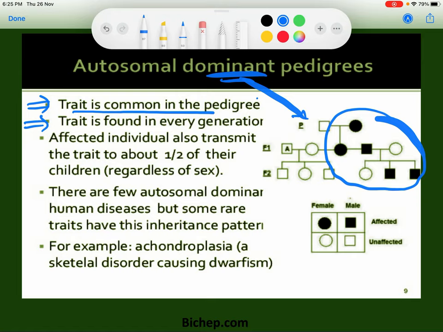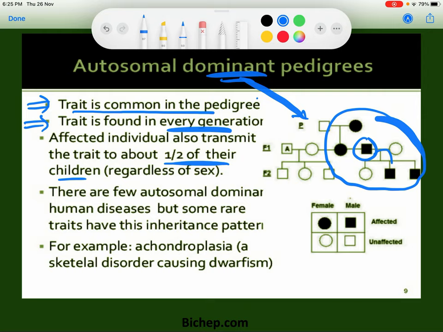The trait is found in every generation, and an affected individual also transmits the trait to about half of their children.